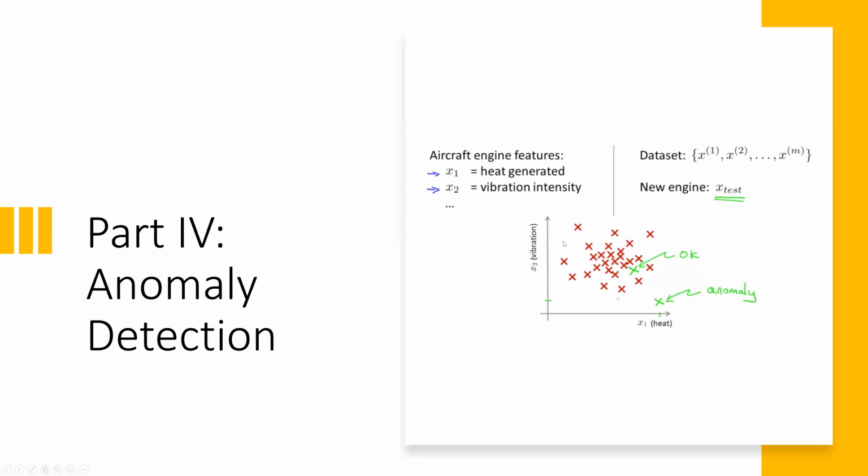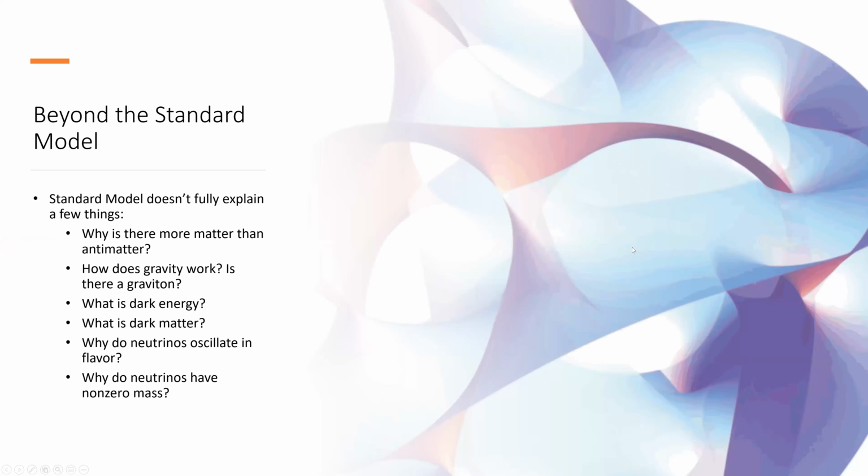Of course, your actual distribution looks a lot more complicated. So here's the motivation for anomaly detection. By the way, pictured on the right is a brain. It is a concept that arises from string theory. Now, beyond the standard model, there are a few problems with the standard model. Even though it's so good at explaining so many things in particle physics, it doesn't fully explain why there is more matter than antimatter in the universe.